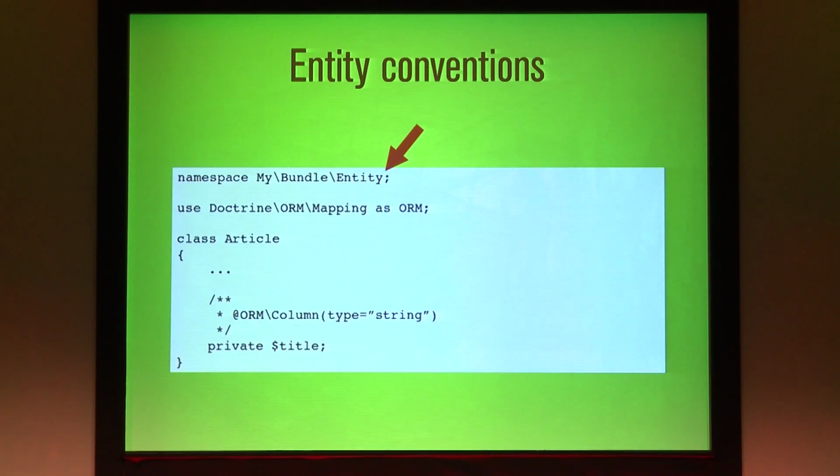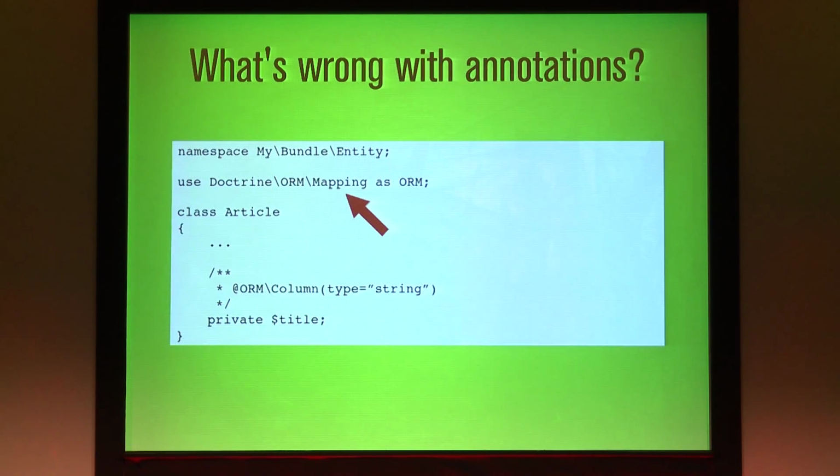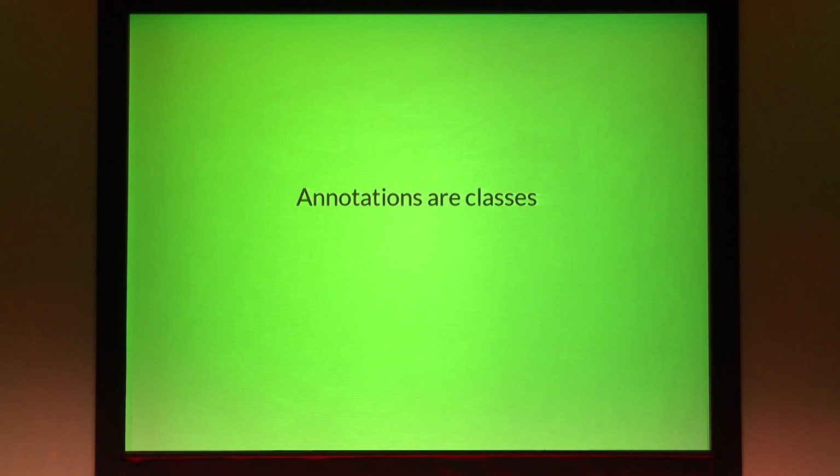So next up are entities, another very famous part of bundles, usually. Entity conventions are, well, you have to put them in the entity directory of your bundle. And you have to use annotations, or, well, I think most people use annotations for it. But what is really wrong with annotations when it comes to reusability or portability? Well, annotations are classes. Just like you saw, I have to import the namespace, and then I can use the classes in that namespace as annotations.